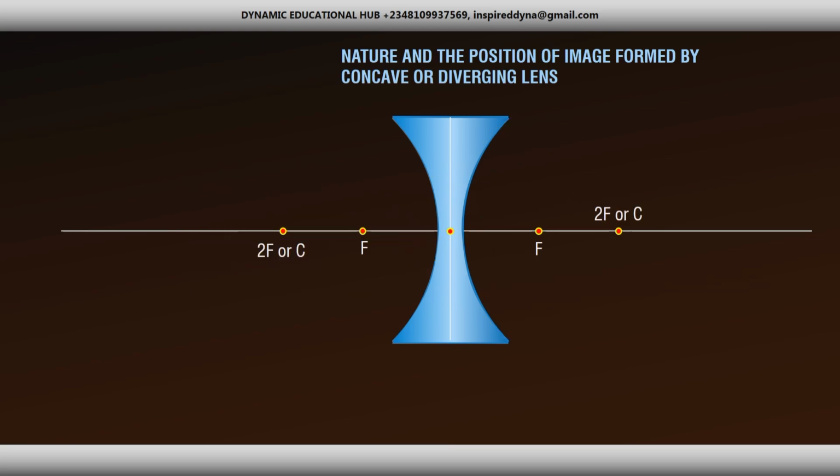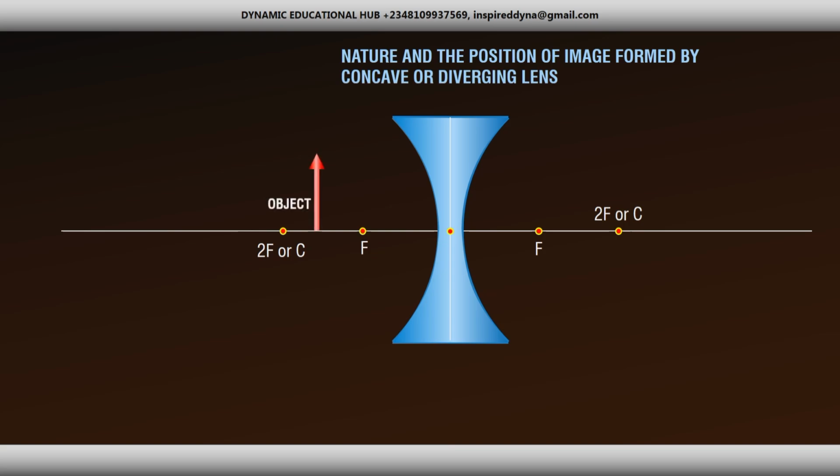Now let's look at the nature and the position of image formed by a concave or diverging lens. Note this: regardless of the position of objects towards the concave or divergent lens, the nature of the image will always be diminished, erect or upright, and virtual. Okay, now let's place this object as shown here.